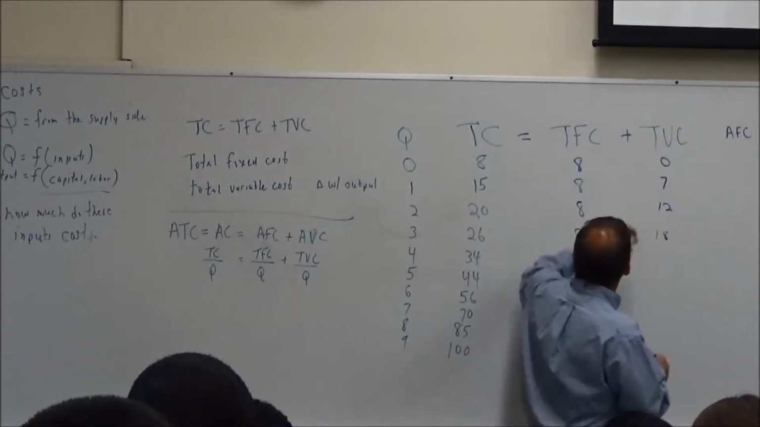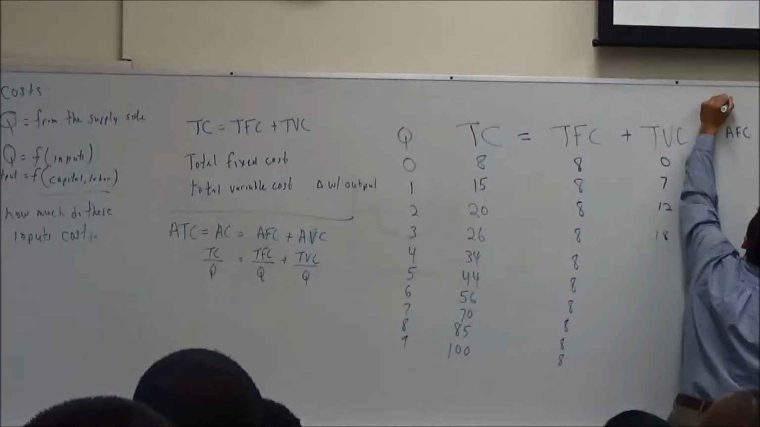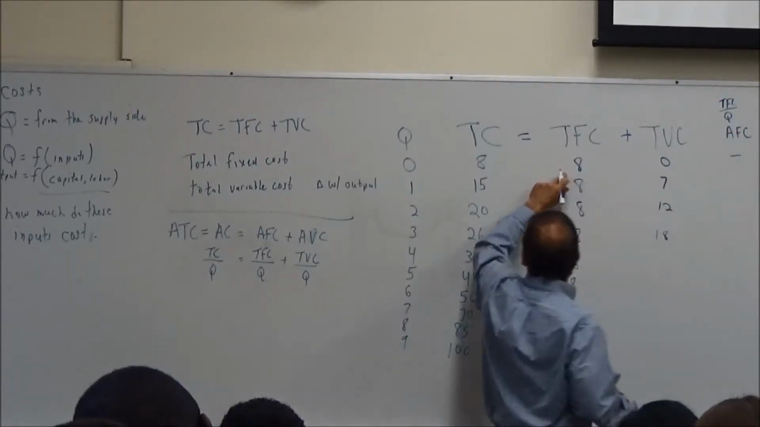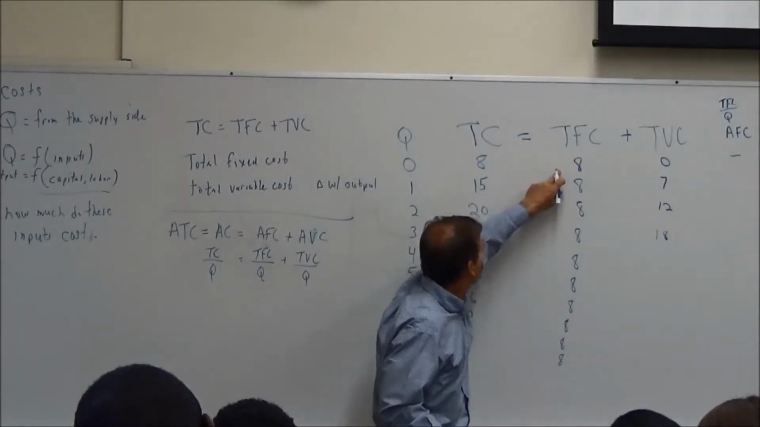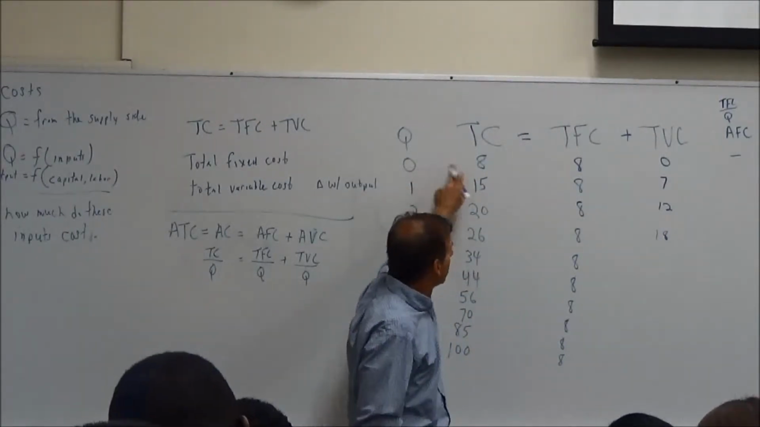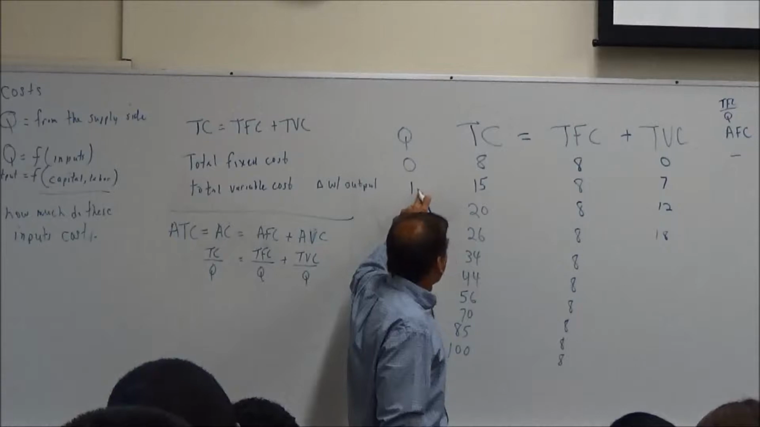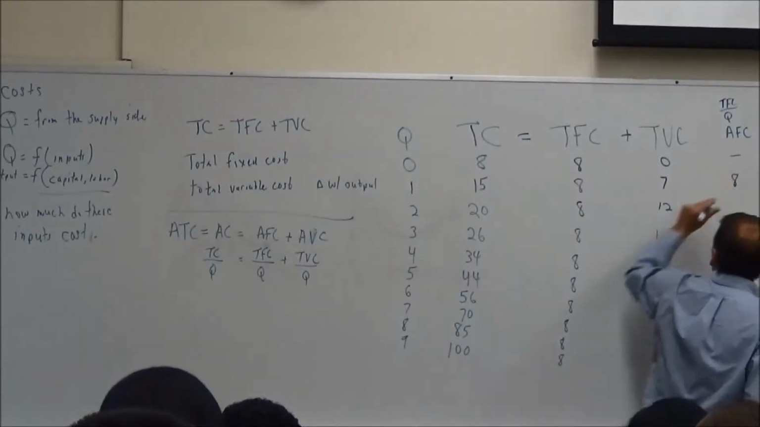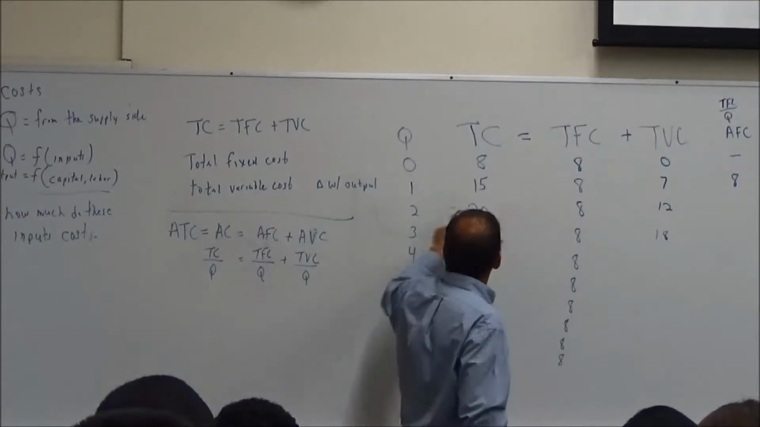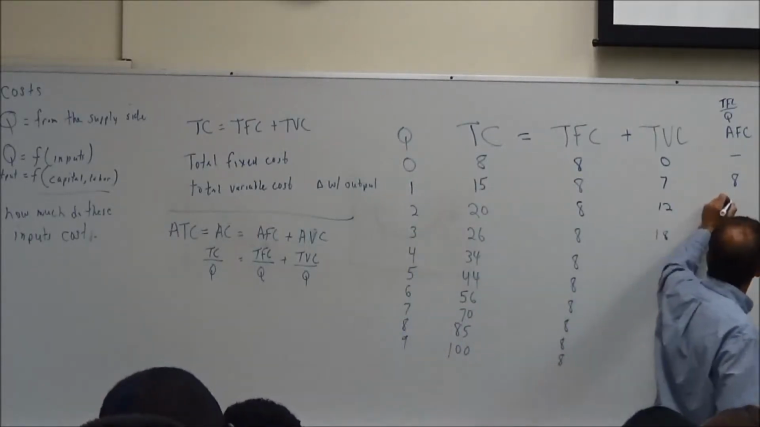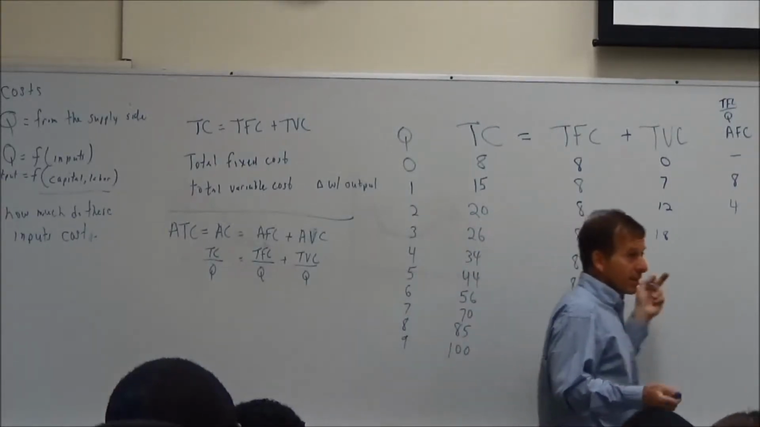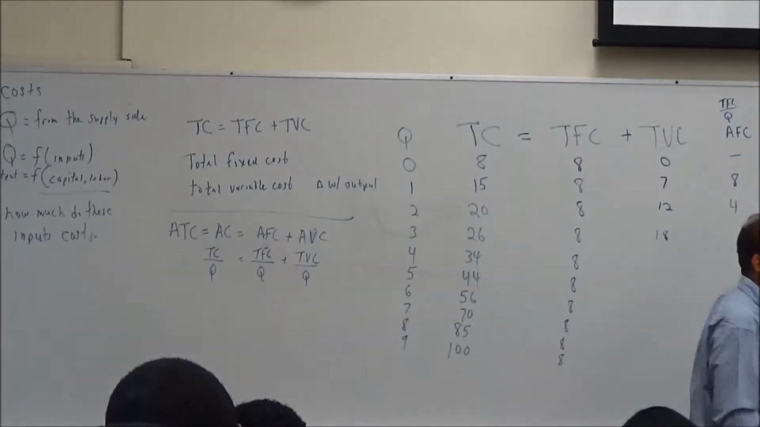The average fixed cost is just your total fixed cost divided by Q. Since you can't divide anything by 0, it's undefined. So 8 divided by 0 is undefined. What about 8 divided by 1? That would be 8. Then 8 divided by 2 would be 4. And 8 divided by 3 is what, 2.66 or something?